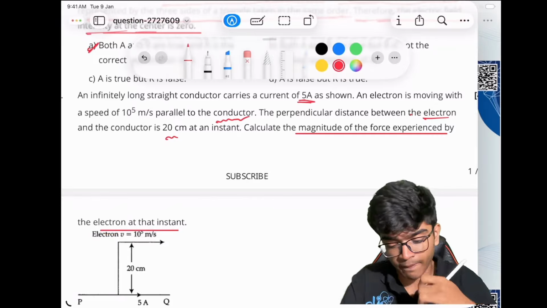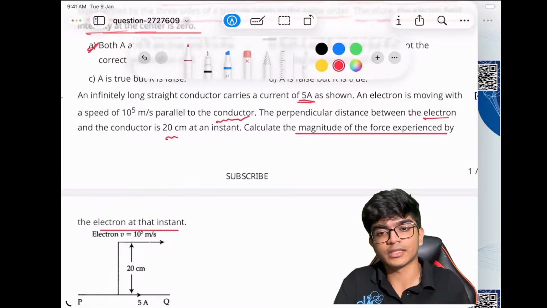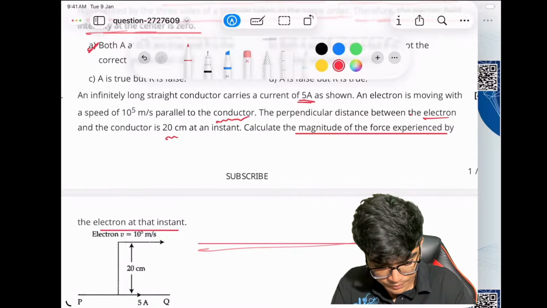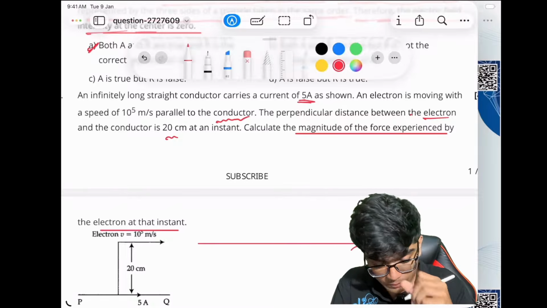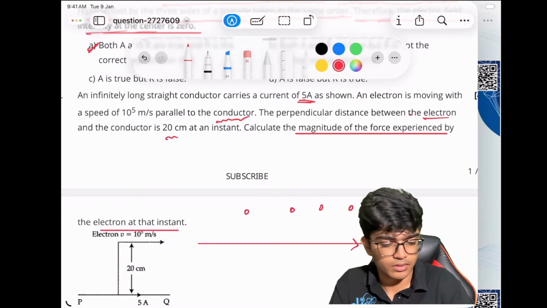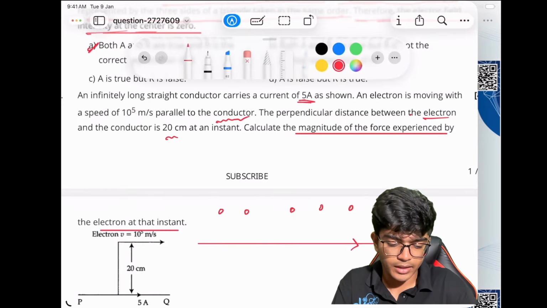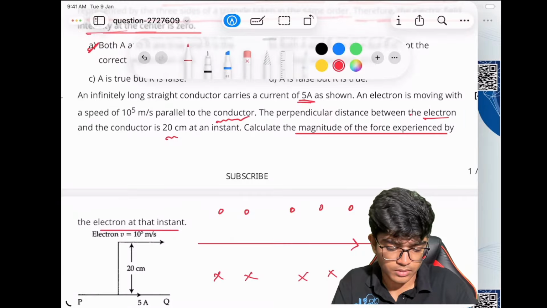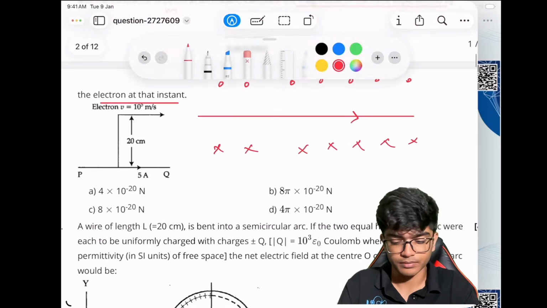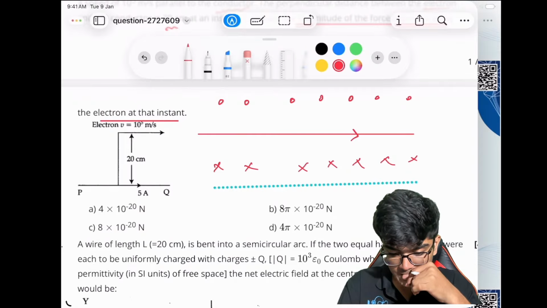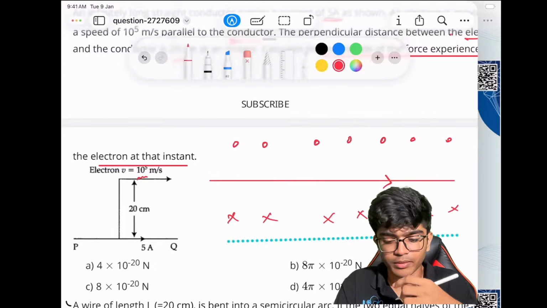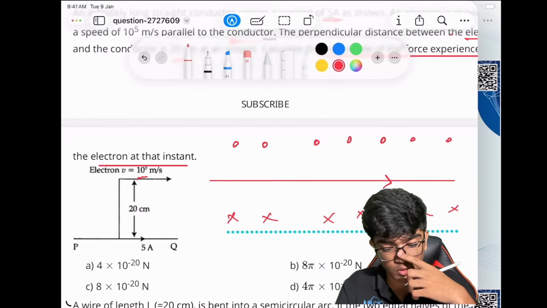Fine. Okay, if there is current, there will be a magnetic field. The current flows like this, so there is a magnetic field here, dots and crosses. Okay, fine. The current is like this, so the magnetic field will be like this. Electron velocity is 10 power 5 meters per second. Correct? Okay, nice.